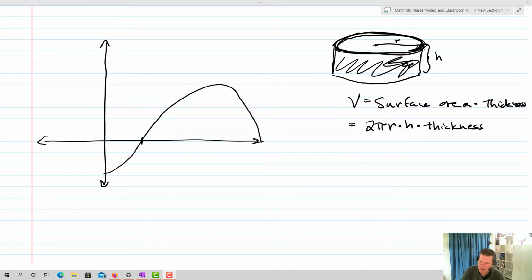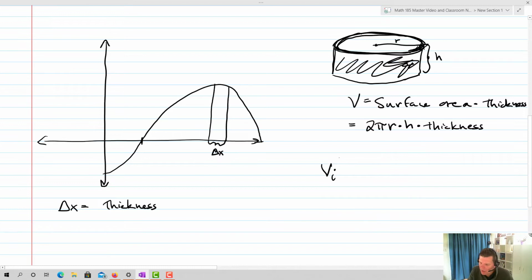Now let's take this over to the graph, and we're going to call these each V i, because we're going to stack up our cylinders. Let's imagine I've got some delta x. We're doing integration, so you've got to have delta x. And delta x is going to end up being our thickness. We're rotating around the y-axis.